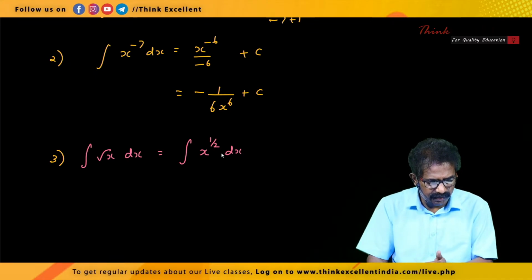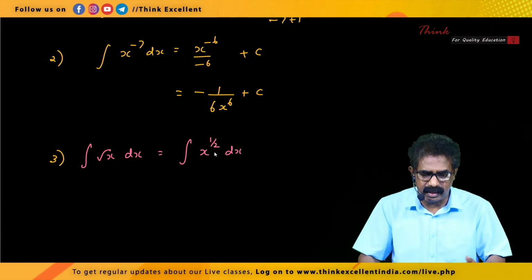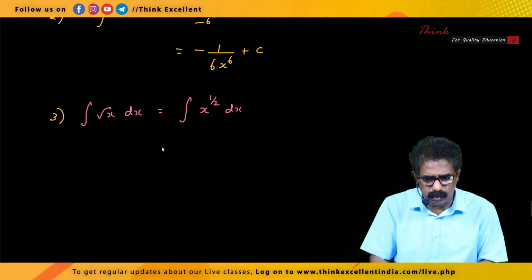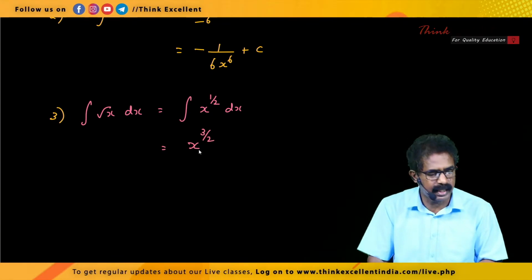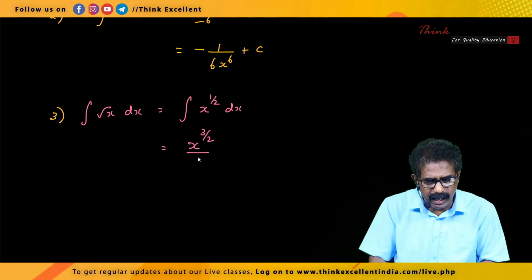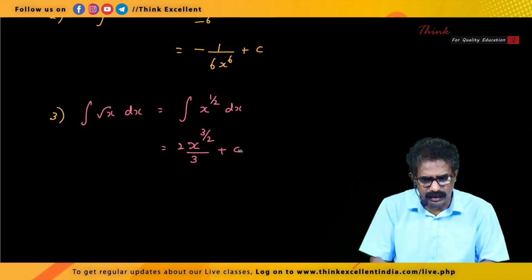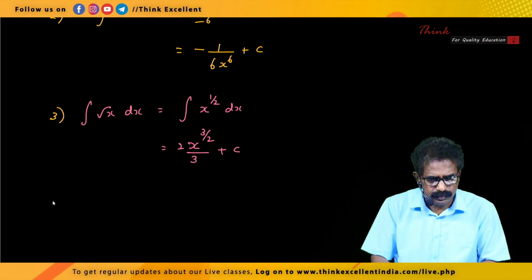X raised to half, when it comes, add 1 to the power: x raised to n plus 1. So what will you write? Half plus 1 is 3 by 2, 1 and a half. So x raised to 3 by 2 by 3 by 2, that 2 goes up, right? Plus c. So that is the answer for this question.